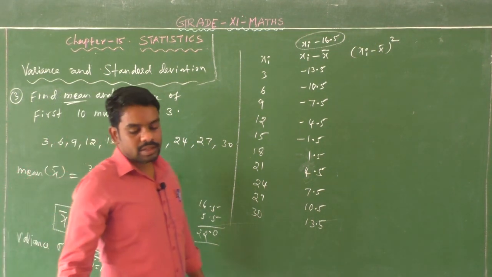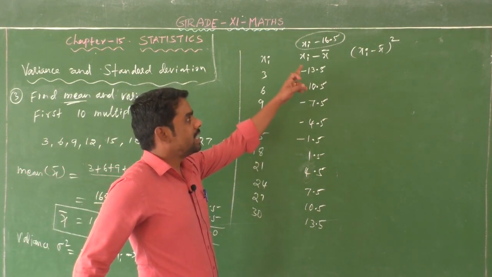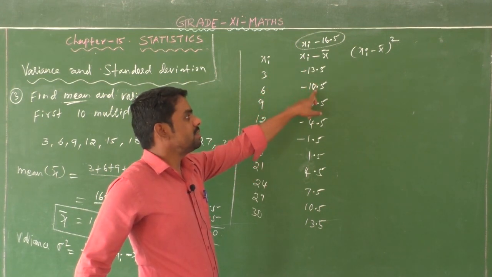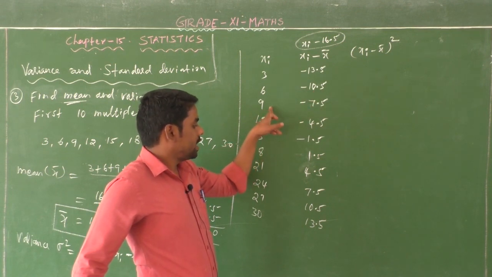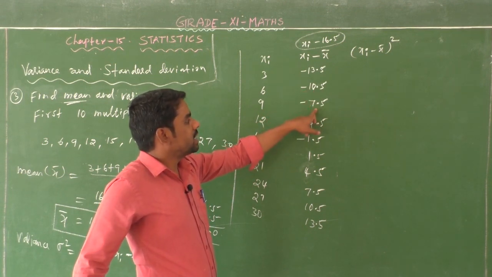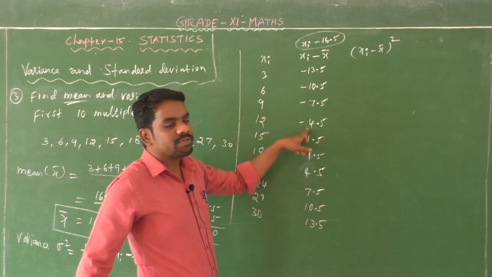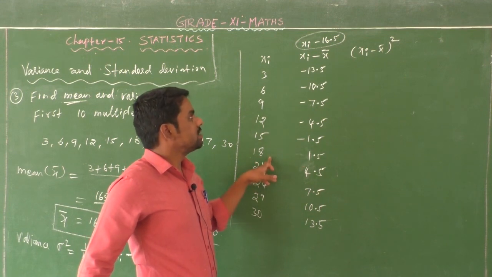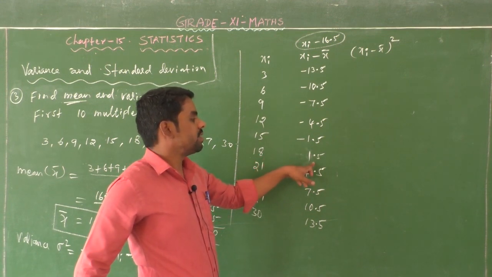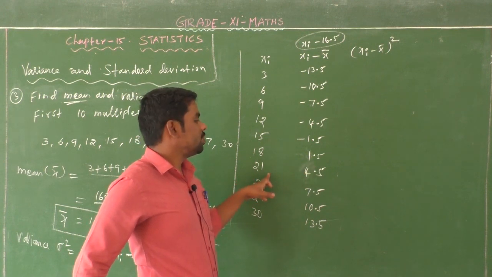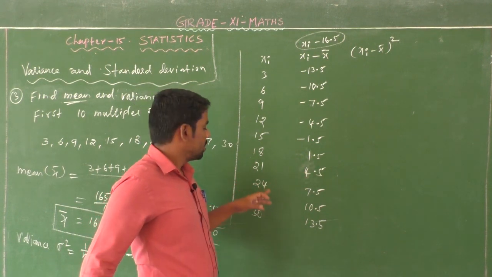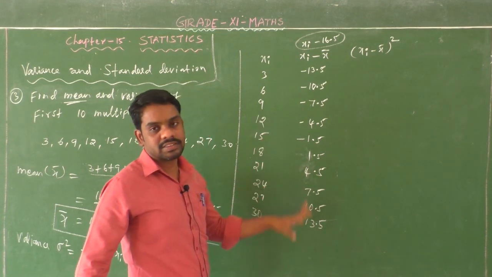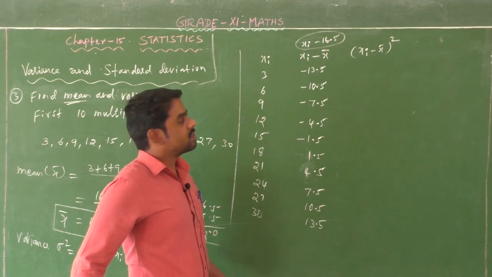Okay, listen. xi minus x bar: 3 minus 16.5 is minus 13.5, 6 minus 16.5 is minus 10.5, 9 minus 16.5 is minus 7.5, 12 minus 16.5 is minus 4.5, 15 minus 16.5 is minus 1.5, 18 minus 16.5 is plus 1.5, 21 minus 16.5 is 4.5, 24 minus 16.5 is 7.5, 27 minus 16.5 is 10.5, 30 minus 16.5 is 13.5. Next, the square of these values.